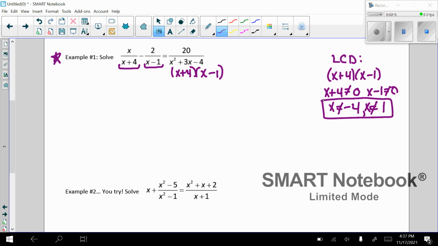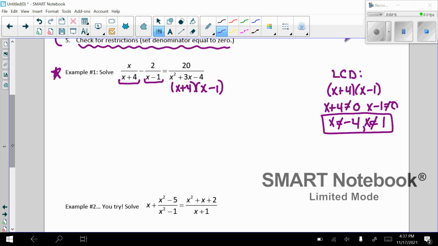And now let's go back to our equation and multiply every single term by x plus 4 times x minus 1. So when we multiply this, we multiply the second expression by x plus 4 times x minus 1, and the last one, x plus 4 times x minus 1. Now, I'm going to be honest, you might find some efficiencies as you do this, and I'm okay with that as long as you're getting them right.